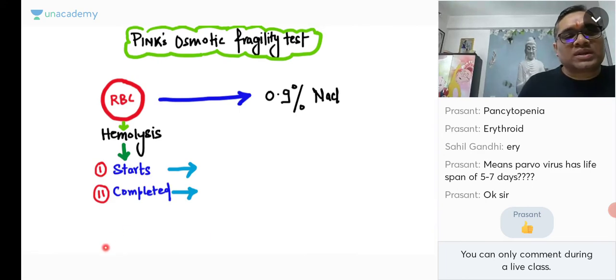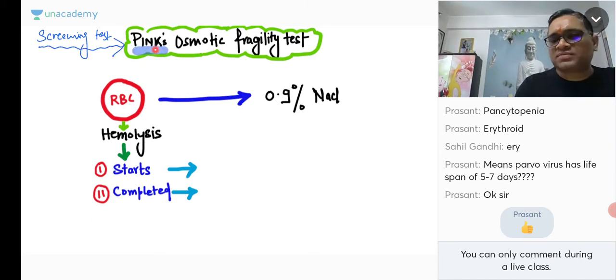The hereditary spherocytosis. So remember, for diagnosis of hereditary spherocytosis, we are going to use a screening test. What is the name of the screening test? Pink's osmotic fragility. Remember Pink's is the name of the scientist. Pink's osmotic fragility test. Don't think that his blood will become pink and that is why. It's the name of the scientist who discovered this Pink's osmotic fragility test.